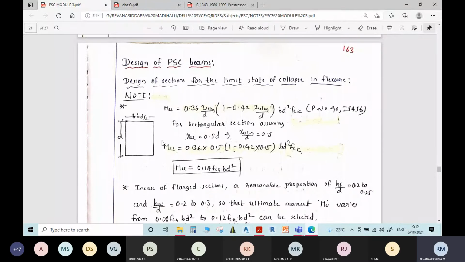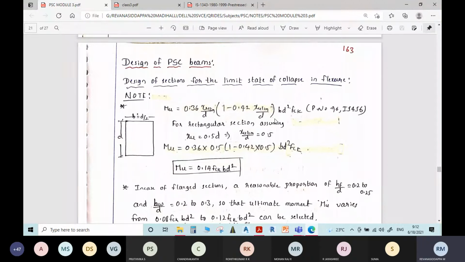Here I have given some guidelines to design a rectangular beam. As in case of RCC, here also we have to follow the same principle to design a beam. I think all of you are familiar with this particular formula, right? This is given in page number 96 of IS 456. I think a number of times you have utilized this formula for the design of a beam. For your examination, this code book will not be allowed.